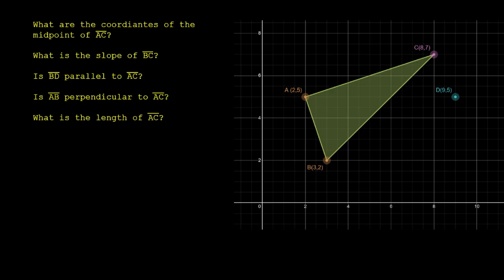In this video, we will be doing coordinate geometry. That could be anything from points to midpoints to perpendicularity to parallel. So let's go through them one at a time.